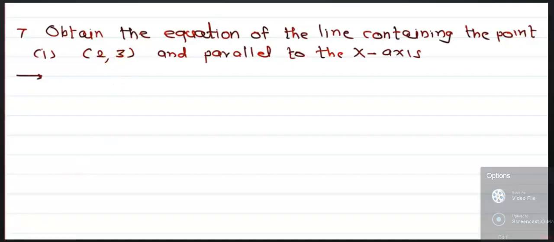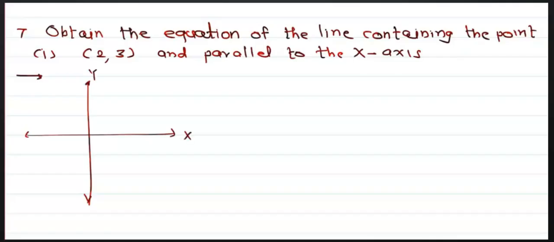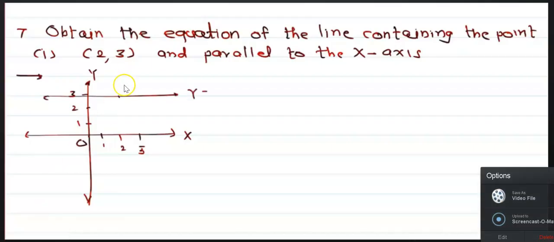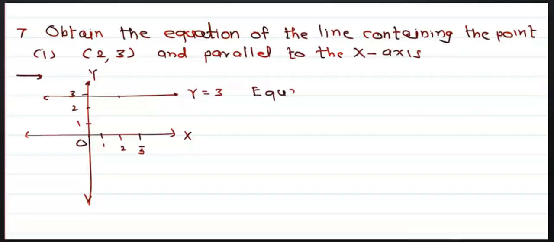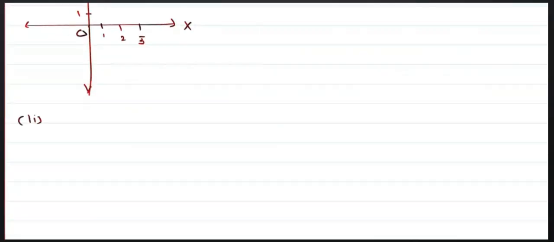Now see this. That is, 2, 3 is a point. Its equation is y is equal to, therefore y is equal to 3. Equation of the line: y is equal to 3.